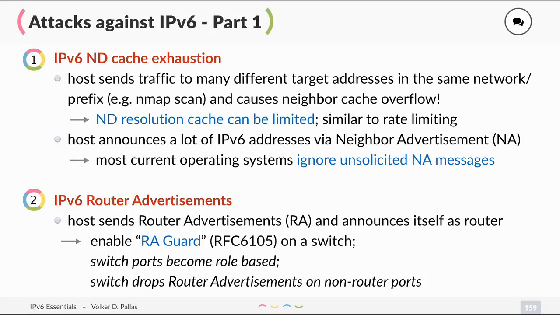The second group is IPv6 router advertisements. A host can send a router advertisement announcing itself as a router. This is not correct, and you should enable RA guard, which is router advertisement guard, defined in RFC 6105. This can be enabled on a switch. When you enable it, the switch ports become role-based, and the switch will drop every router advertisement on non-router ports. So a client should not send router advertisements.